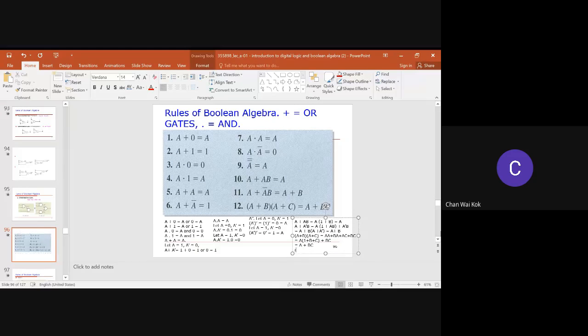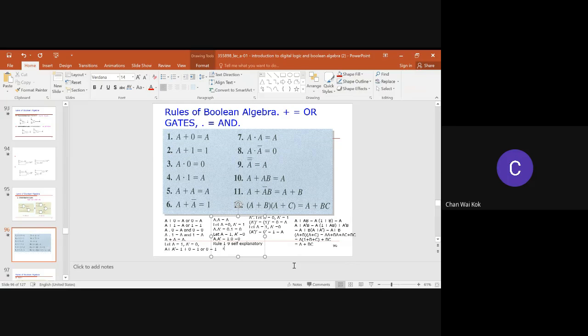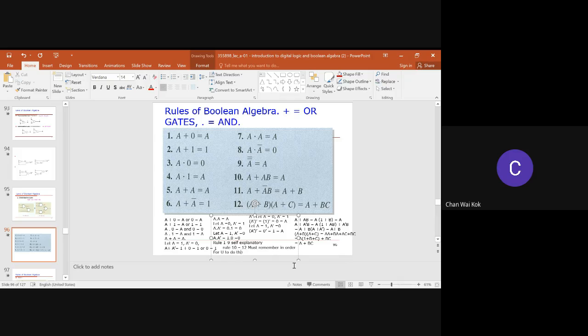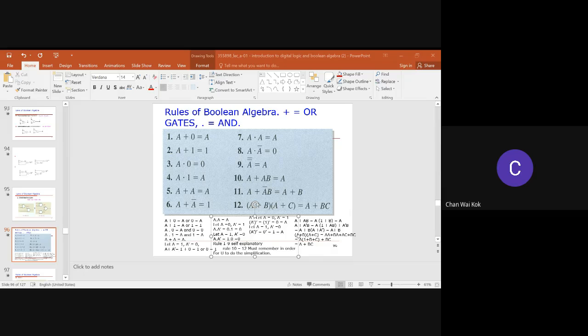In this case, rules 1 to 9 are self-explanatory. Rules 10 to 12, you must remember in order to do the simplification. Any question so far? Clear? Okay, no questions now. So far so good.